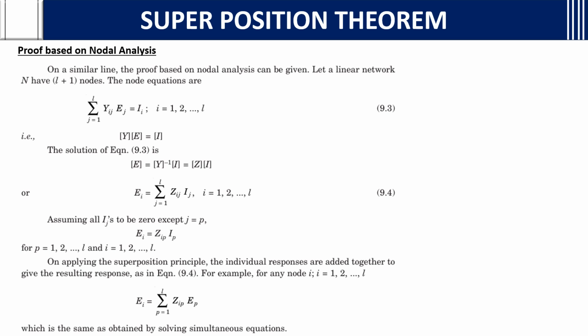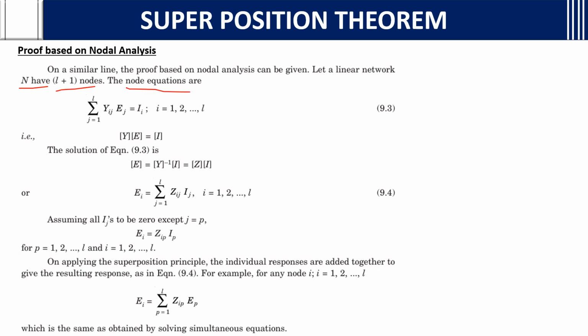Now we will see it based on nodal analysis. Nodal analysis means based on the nodes; the earlier one was based on the meshes. On similar lines, the proof based on nodal analysis can be given. Let a linear network N have L plus 1 nodes. Here, not meshes, there are nodes. So L plus 1 nodes.